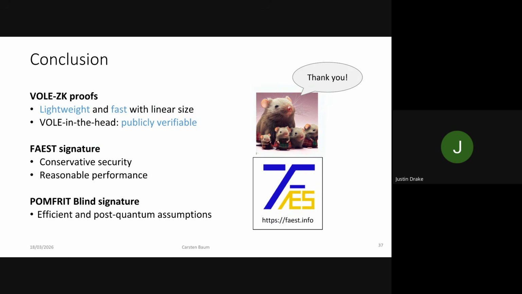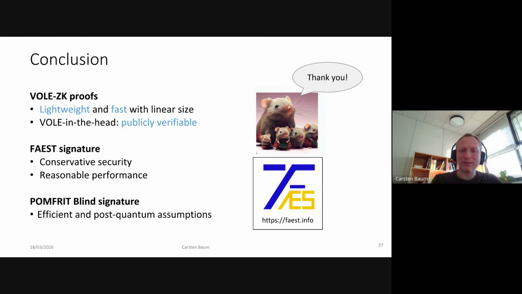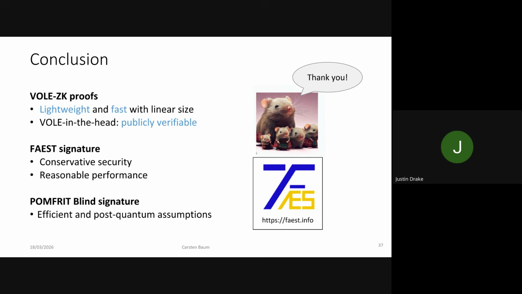I guess one question I have is, if you were to use Poseidon in FAEST. Can you repeat the question? I think my internet connection just dropped for a second. In FAEST, you currently use AES. What if you were to replace AES with Poseidon? Would you get significantly better performance numbers?